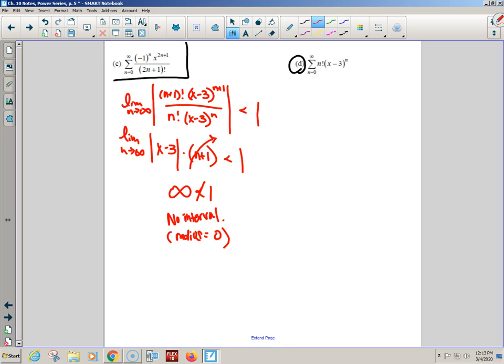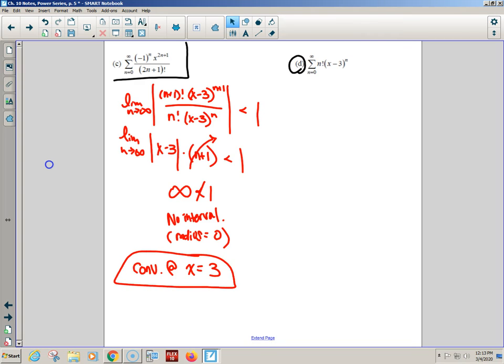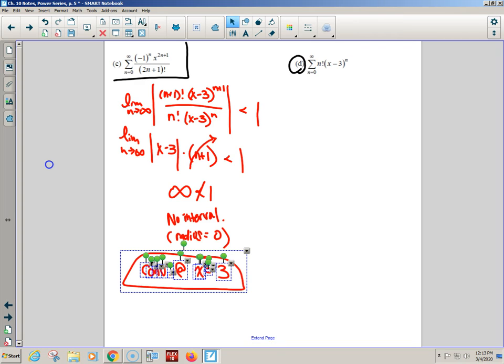Since the radius is 0, I can't move off the point. Where will I still be convergent? It will only be convergent at x equals 3. There is no interval.